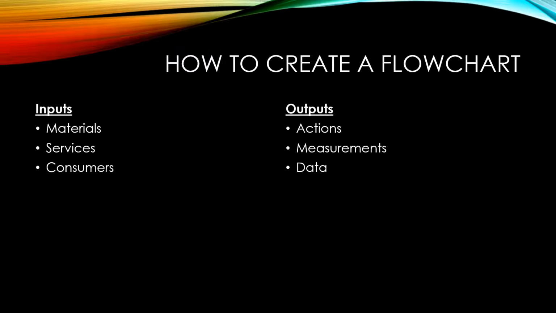So let's go through how to create a flowchart. The data gathered to be represented in a flowchart to allow for decision making are the inputs to the flowchart, such as materials, services, and consumers. The results of those decisions represent the output, which are the actions, the measurement, and the data. So again, your input may be what the service would be, and the output is how the service will be carried out.